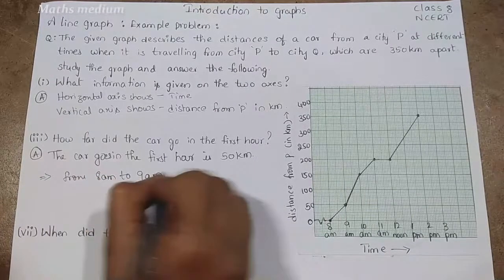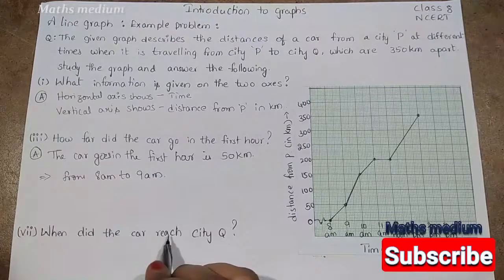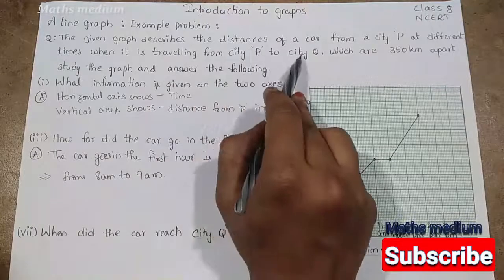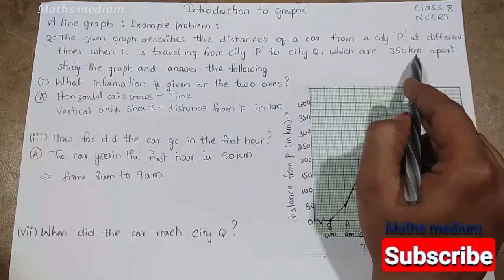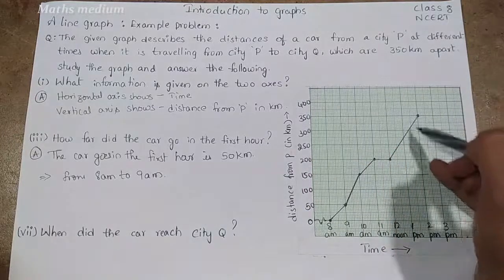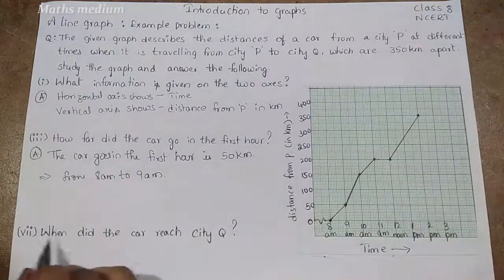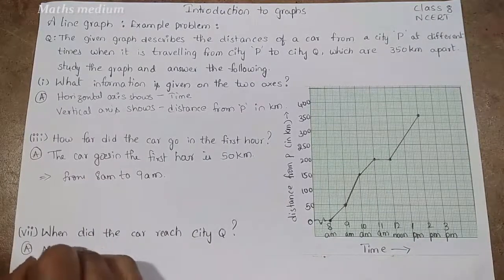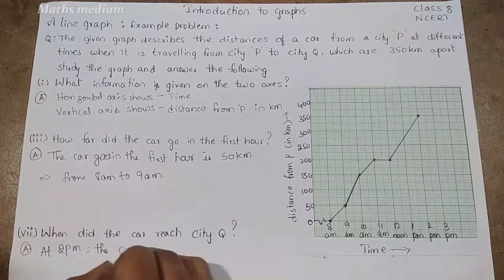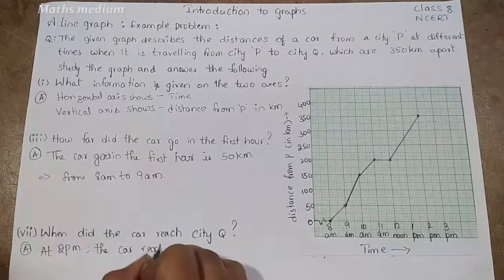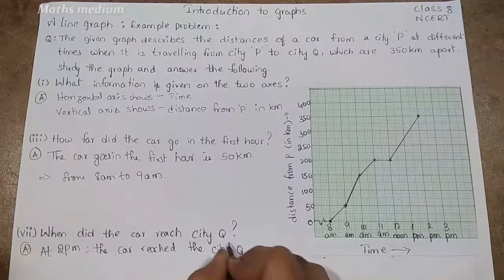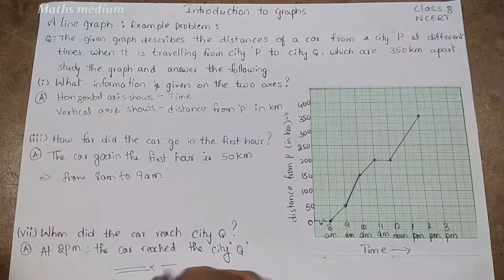Next question. When did the car reach city Q? How would we know that? The car is traveling from city P to city Q, which are 350 kilometers apart. So 350 kilometers is here. That is the reaching point. It is at 2 pm. So that is the time. So at 2 pm the car reached city Q. That is the answer here.